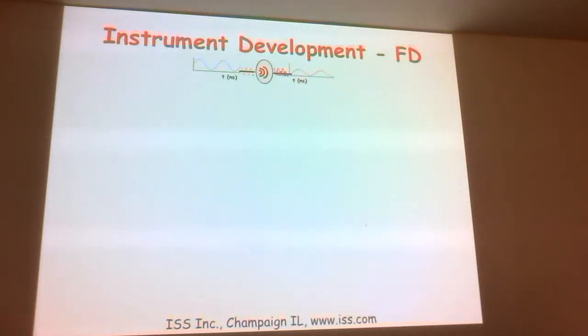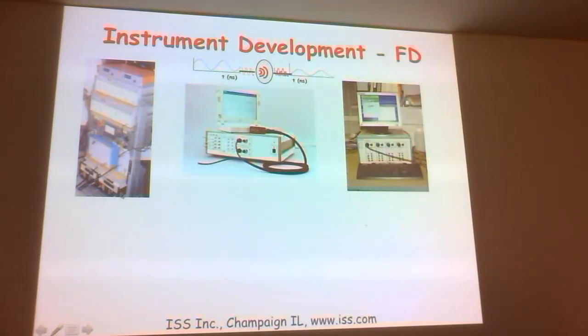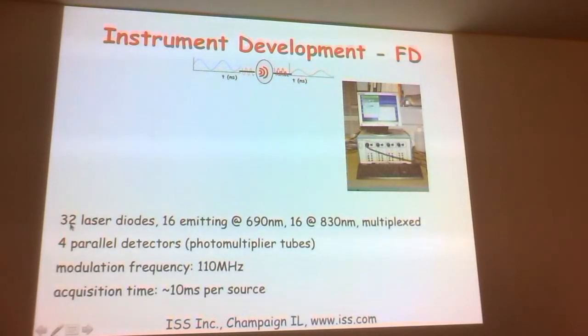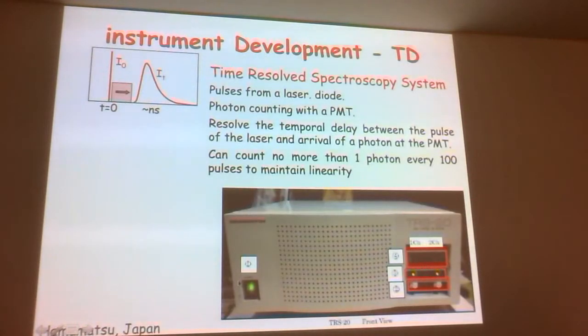Frequency domain systems: actually, Enrico Berton with ISS and Mariangela Franceschini built the first commercial frequency domain system. So that's what the first prototype looked like, and there are the first commercial systems. This system now also has 32 lasers, typically 16 at each of 2 wavelengths, and it uses photomultiplier tubes for the detection and modulates at 110 megahertz. You can buy a commercial time domain system now, finally, after 25 years.